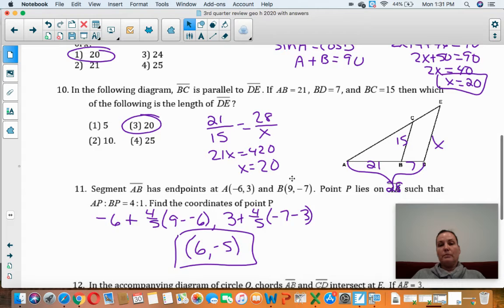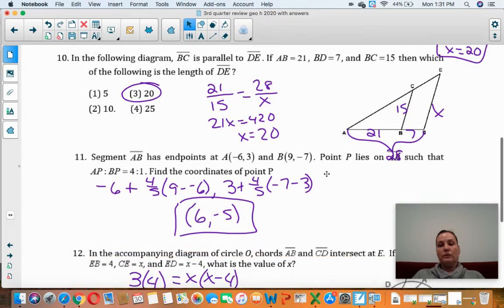Number 11 is a partitioning formula, so you should know this formula. Remember, it was x1 plus a over b, parentheses x2 minus x1, and then the same thing for the y's: y1 plus a over b, parentheses y2 minus y1. Now the problem is getting this a over b, this fraction.